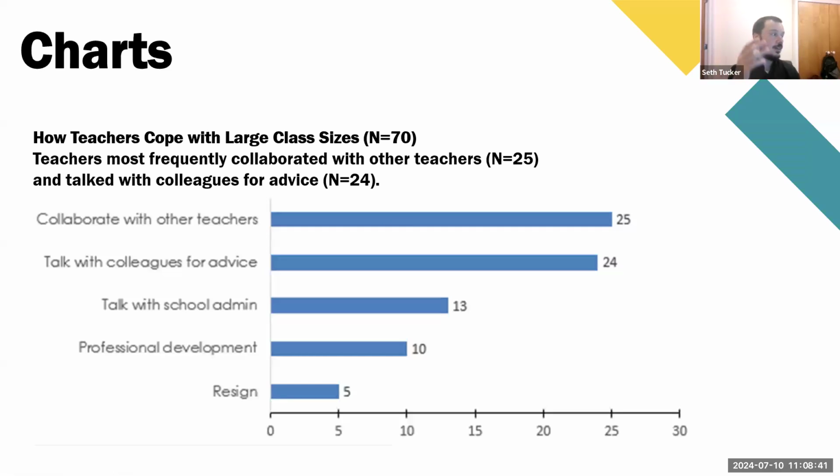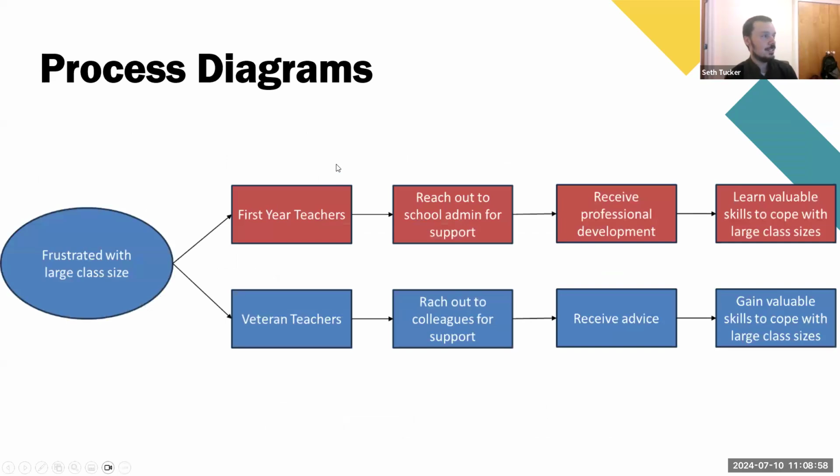We can say how many different times people are talking about unsafe bike paths, or we can talk about what the most frequent coping mechanisms are that teachers use, quantify that and put it into a graph. So that's a way we could present the qualitative data. We could create process diagrams that just show what our theory is.